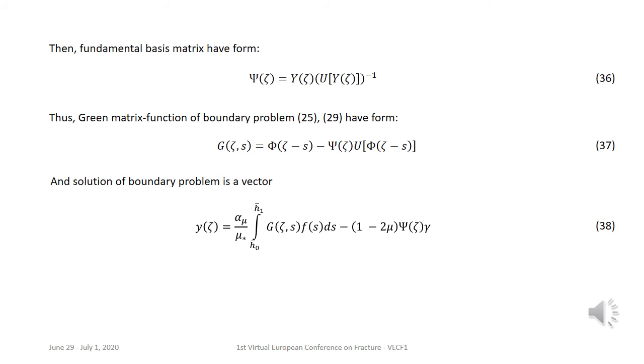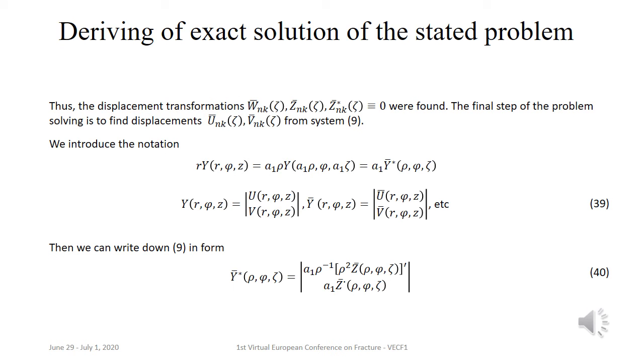Thus, all parts of the green matrix were found, and the green matrix has the form, formula 37. And the final solution of the vector boundary problem 25-29 is a vector, formula 38. Thus, the displacement transformations VNK, ZNK, and ZNK with star were found. The final step of the problem solving is to find the displacements UNK and VNK from system 9.